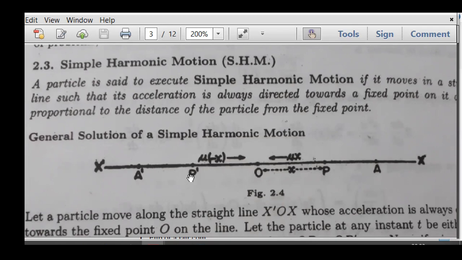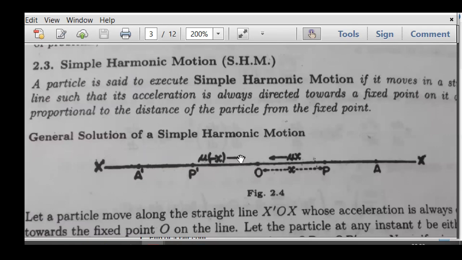P dash is any arbitrary instant of time position. At A dash it will momentarily come to rest. That means dx/dt at that point will be 0. That means there will be no velocity, but still the particle is pulled. Because of this pulling, it will revert its journey. After reaching A dash, it will not move any further in this direction. It will not move across A dash. At A dash, it will take a U-turn. It will start moving again in this direction because of this pull. As soon as it starts here, it is moving in the direction of the force, so again its acceleration increases gradually and gradually.